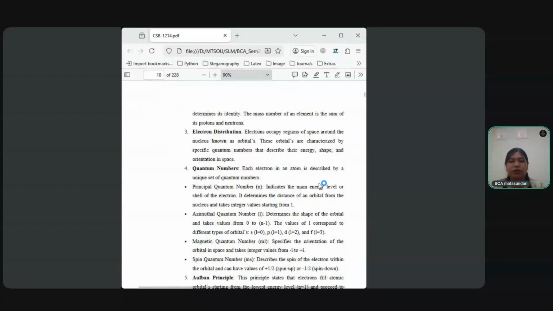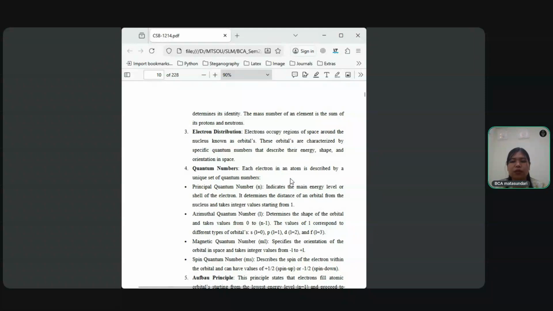Moving next, electron distribution means electrons occupy regions of space around the nucleus known as orbitals. These orbitals are characterized by specific quantum numbers that describe their energy, shape, and orientation in space. So, this is how the electron distributions are categorized. And next, moving to quantum numbers.